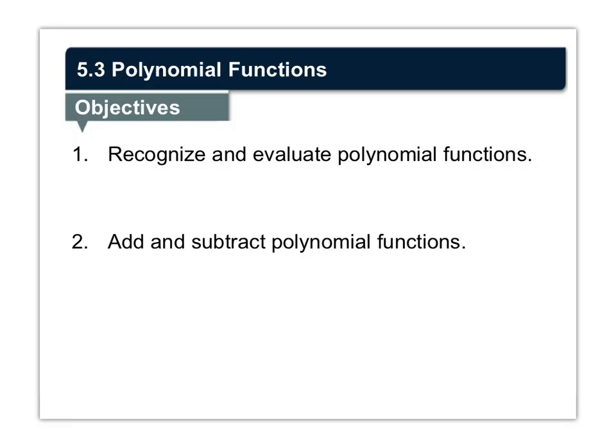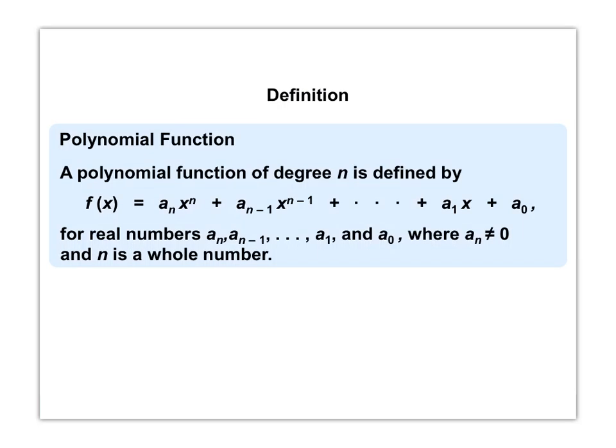Section 5.3 is on polynomial functions, and our objectives are to recognize and evaluate polynomial functions and add and subtract polynomial functions. A polynomial function of degree n is defined by f of x equals a sub n. Now this a sub n is simply a coefficient, and a sub n cannot equal 0.